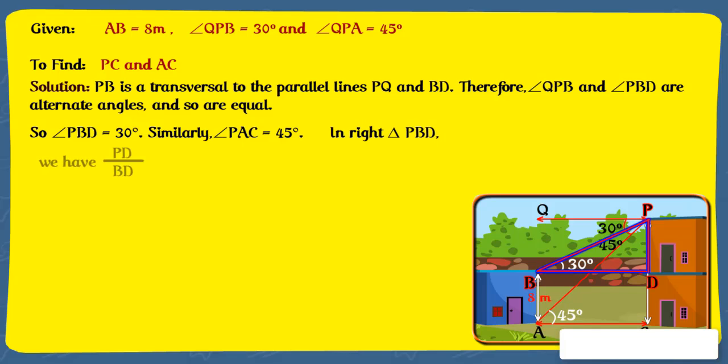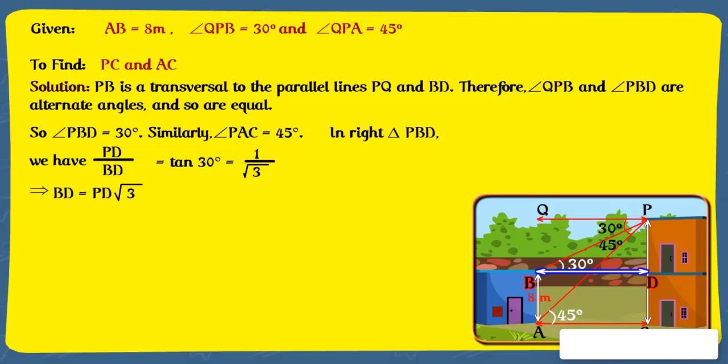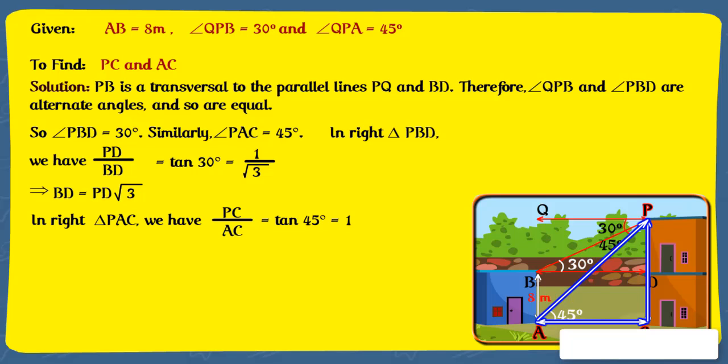In right triangle PBD, we have PD upon BD is equal to tan 30 degrees is equal to 1 upon root 3, or BD is equal to PD root 3. In right triangle PAC, we have PC upon AC is equal to tan 45 degrees is equal to 1. That is, PC is equal to AC.